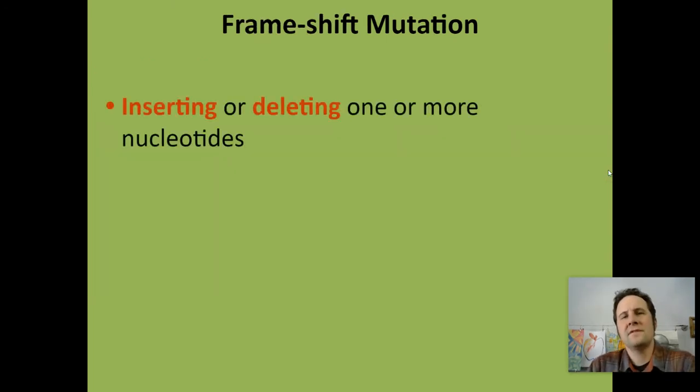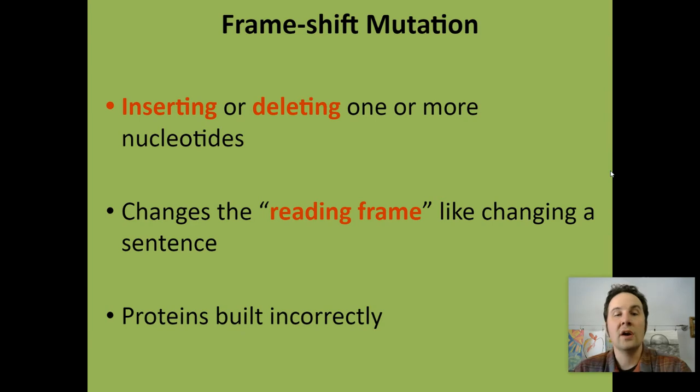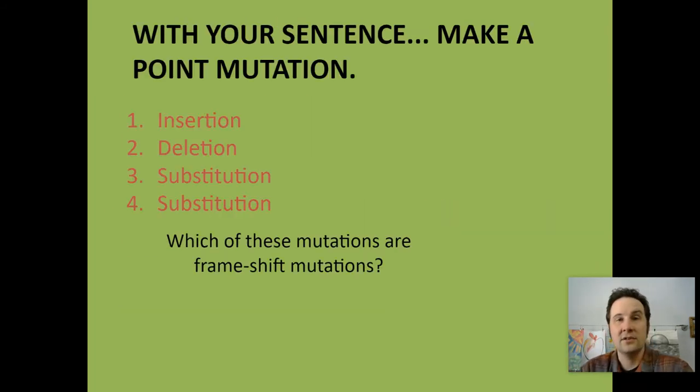A frame shift mutation. This is when we insert or delete one or more nucleotides. This changes the reading frame like a sentence. And this is where I want you to break out your sentence that you just wrote down at the beginning, and you are going to use it. So what this causes when you change the whole frame is the whole protein gets built all jankified. And allow me to demonstrate.